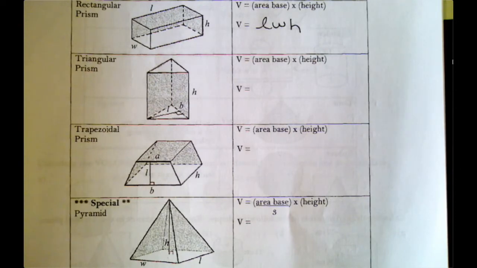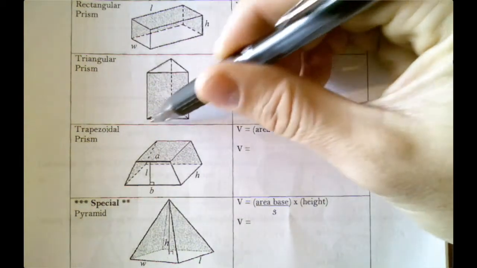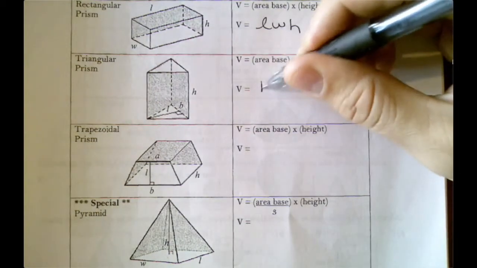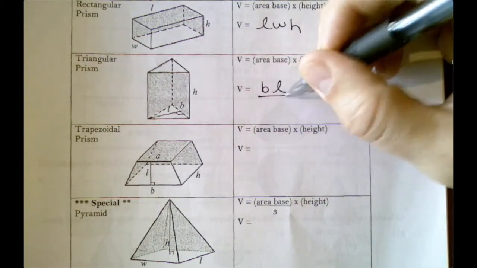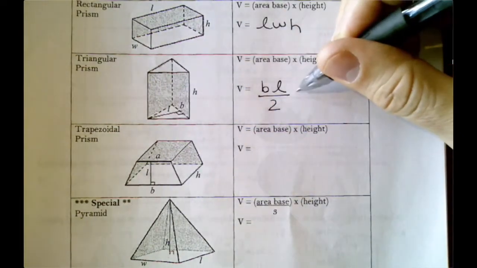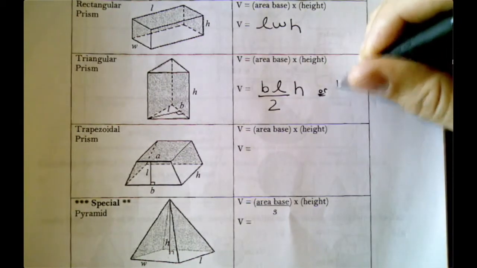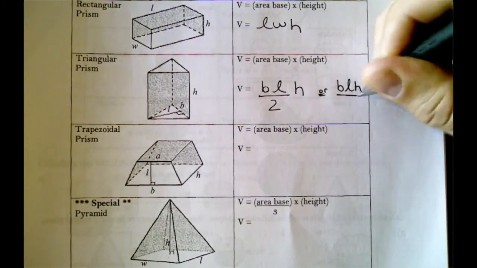Triangular prism, if we want to find the volume, we have to find the area of the triangle first. So we have B and L to represent base and height. So it's base times height divided by 2 of the triangle, and then multiply by the height of the shape. So another way to write that would be base, length, height divided by 2.